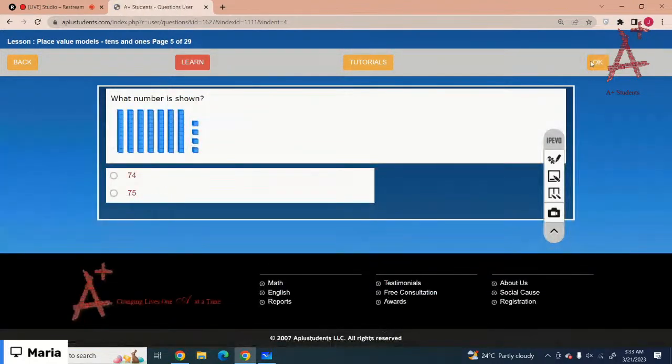Okay, which number is shown, 74 or 75? So which is the correct option? Yes, it represents 10, 20, 30, 40, 50, 60, 70, and 4, 74. It represents 74. Very good.